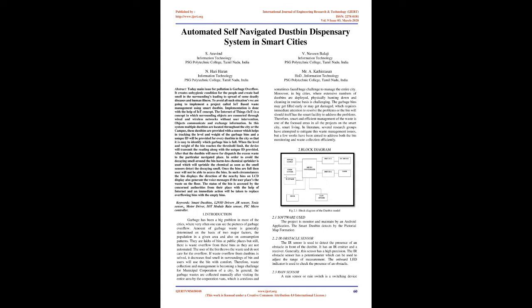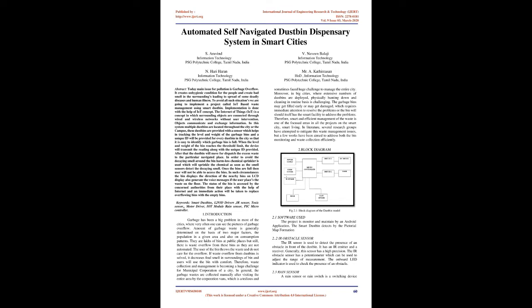In this system, multiple dustbins are located throughout the city or the campus. These dustbins are provided with a sensor which helps in tracking the level and weight of the garbage, and a unique ID is provided for every dustbin so that it is easy to identify which garbage bin is full. When the level and weight of the bin reaches the threshold limit, the device will transmit the reading along with the unique ID. After that the dustbin will move to dispatch the excess waste to the particular navigated place.